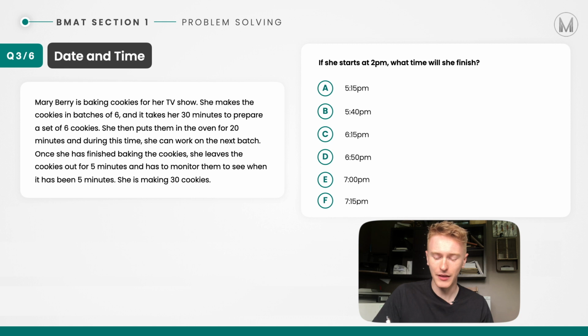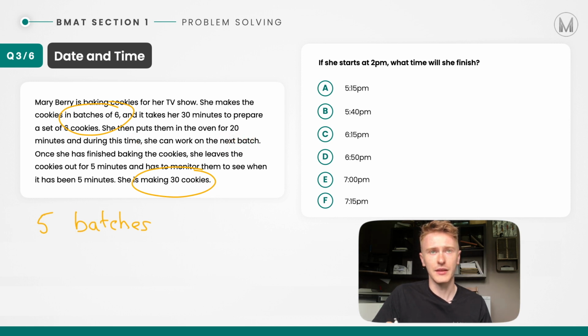In this case, she's making 30 cookies. She's doing so in batches of 6. And that means that she's going to need 5 batches. And we can write that down because that's really important to this question. In between those two figures, we're given some information about the timings. So for example, she puts them in the oven for 20 minutes, and that's after a 30-minute preparation time. She then has to physically watch them for 5 minutes.